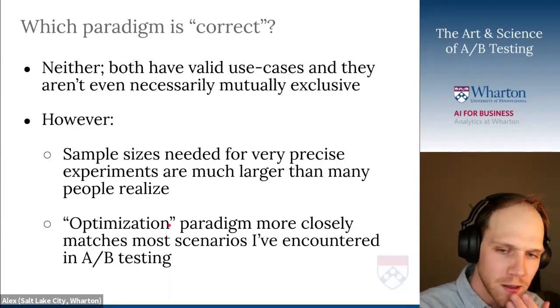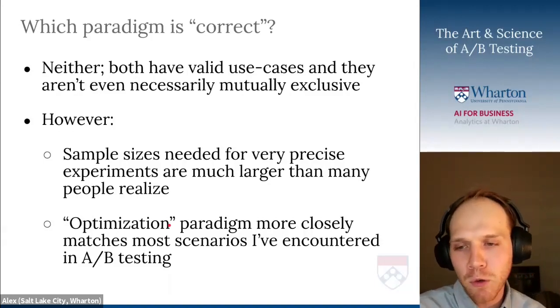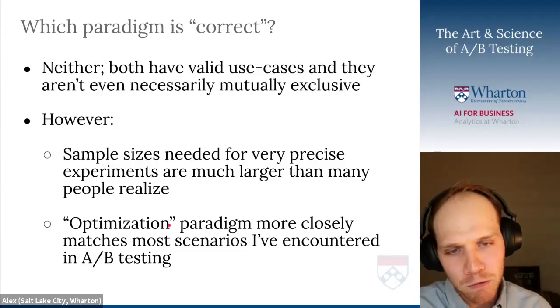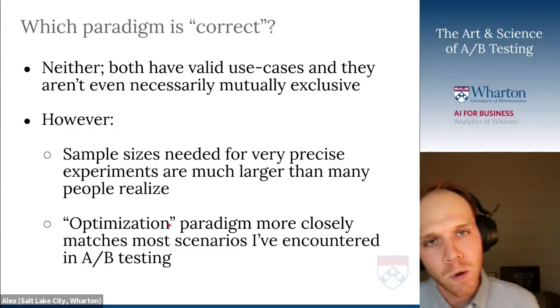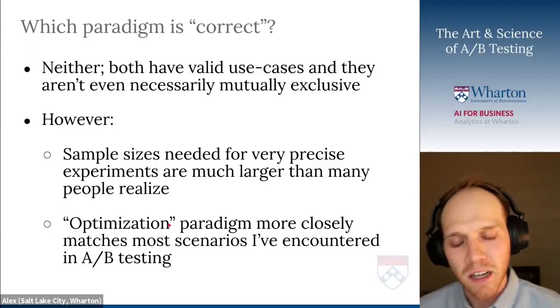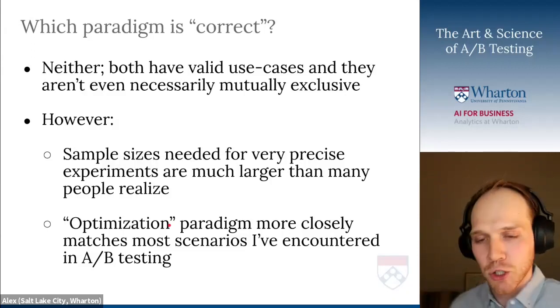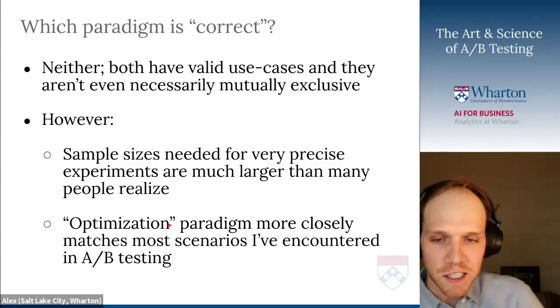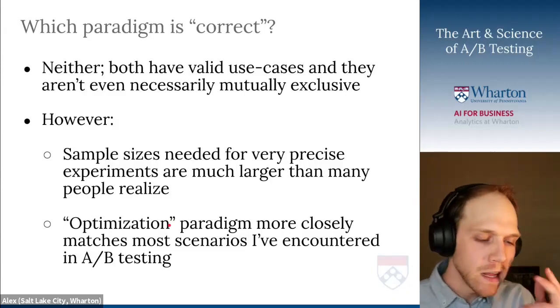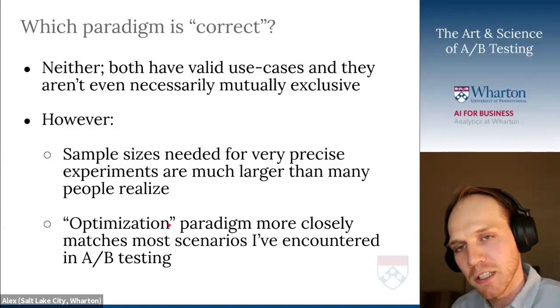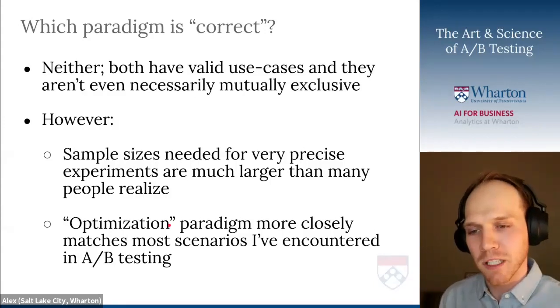So one is that sample sizes needed for very precise experiments are much larger than a lot of people realize, right? So if you truly want 95 or 99% confidence, in the real sense where you're 99% sure that the decision you're making is correct, you need a lot of data, oftentimes on the order of a million observations in your experiment to get that type of precision, right?